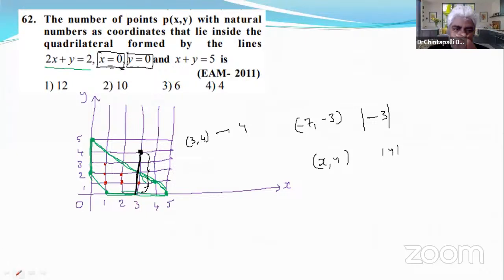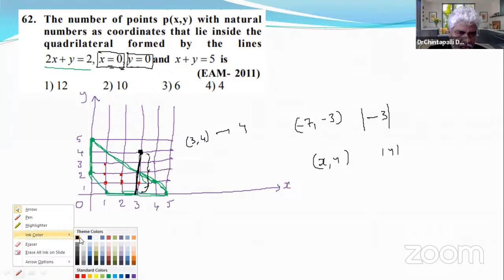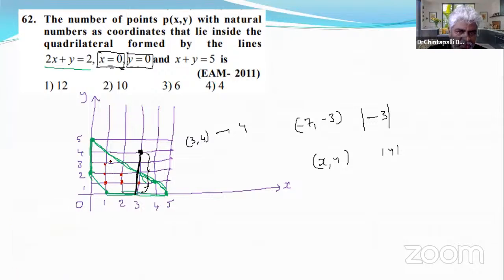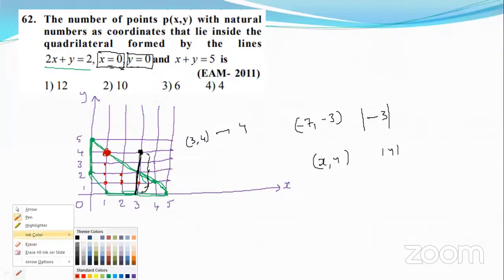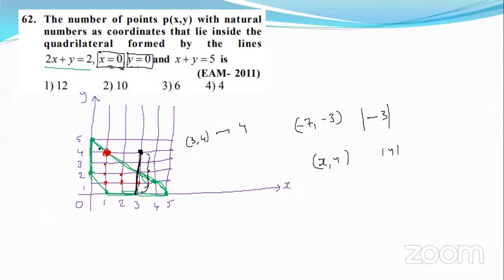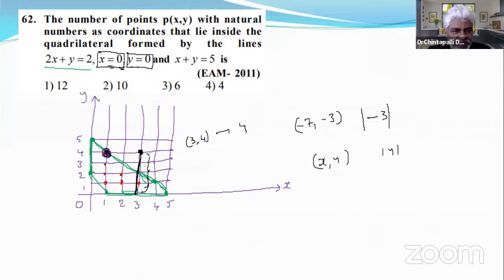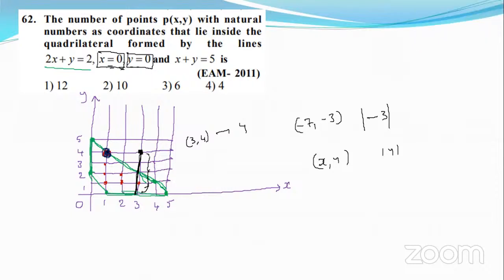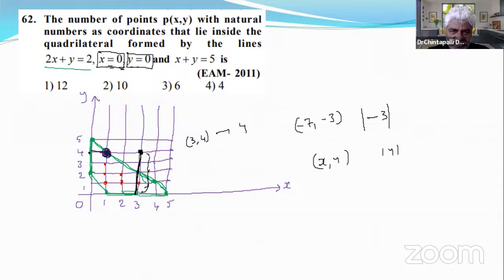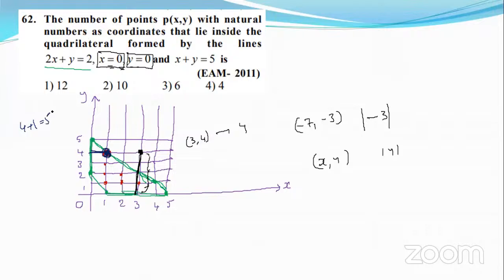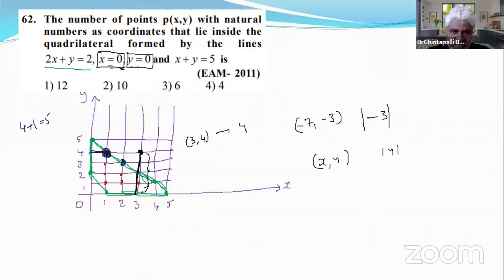See, what is the distance of this point from the x-axis? Can you see? I am pointing. From the x-axis, what is the distance? 4. Distance of the same point from the y-axis? 1, sir. 4 plus 1? 5, sir. Very good.